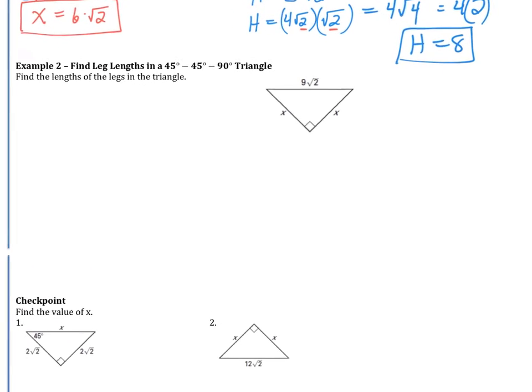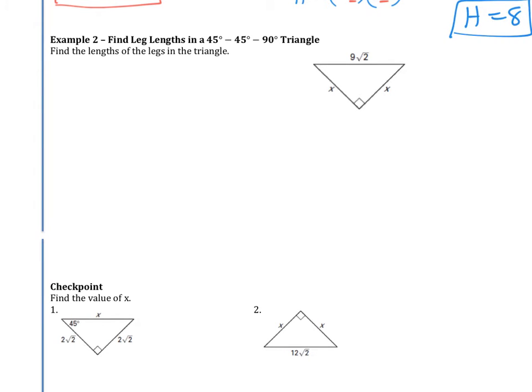Example 2 says we're going to find the length of a leg in a 45, 45, 90 triangle. So this time, we see the two legs are both x, which means that these angles have to be 45. Because they're the same, so it's got to be isosceles. So start with our formula. The hypotenuse equals the leg times the square root of 2. So the hypotenuse is 9 square root 2. The leg is x. So we get 9 square root 2 equals x times square root of 2.